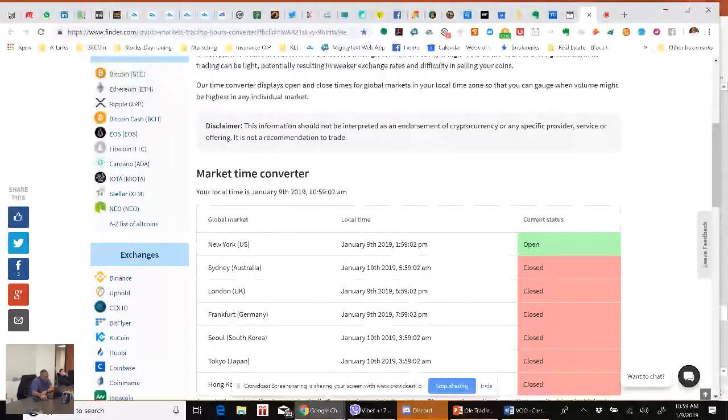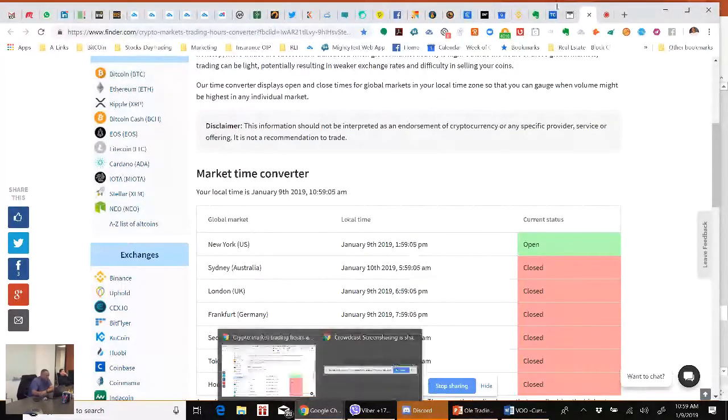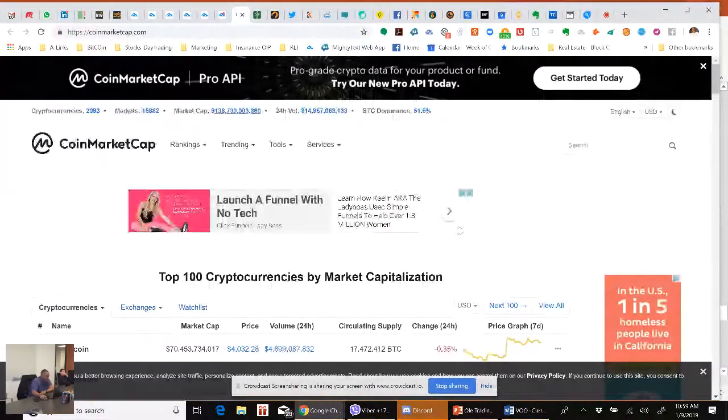So in crypto, there's a market cap of about 136 billion today. 136 billion is the market cap for the entire crypto market.